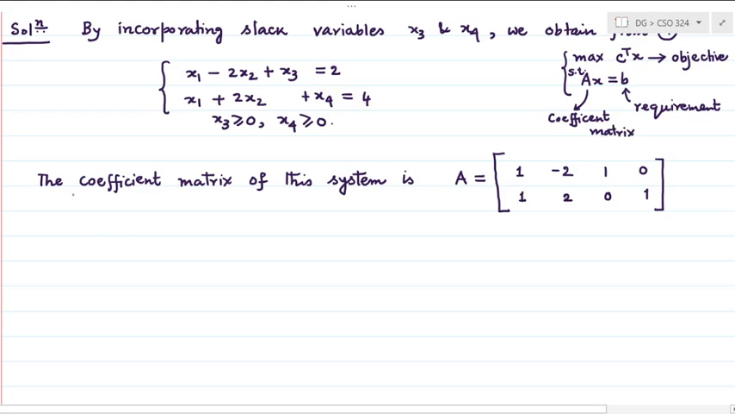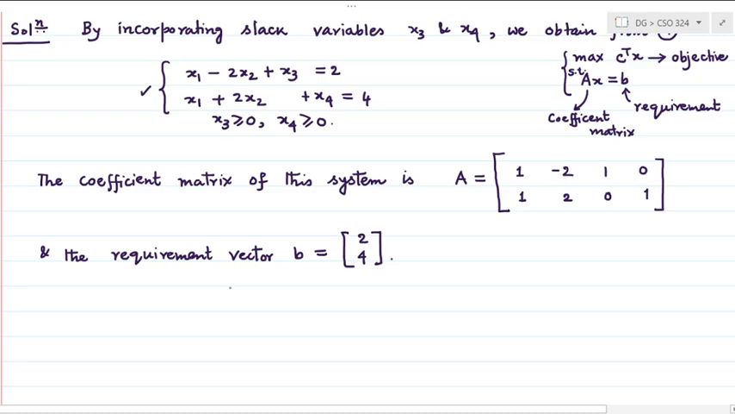Fine. The coefficient matrix of this given system is A, capital A, this 2 by 4 matrix, and the requirement vector b is equal to 2 4. Fine. Now let us go for finding basic solutions of the system Ax equals b.